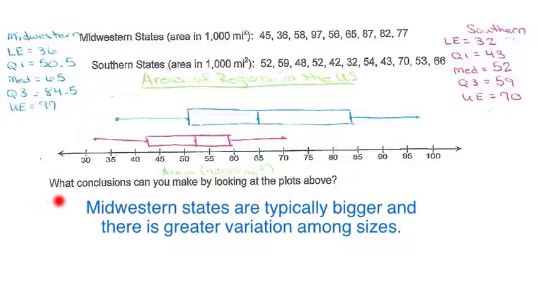So the question said, what conclusion can you make by looking at the plots above? You can conclude that the Midwestern states are typically bigger and there is a greater variation among the sizes. Here you can see that the sizes in the Midwestern states range anywhere from about 36 to 97,000 square miles. And then the southern states are typically much smaller, and there's not much of a range in the sizes of the southern states.